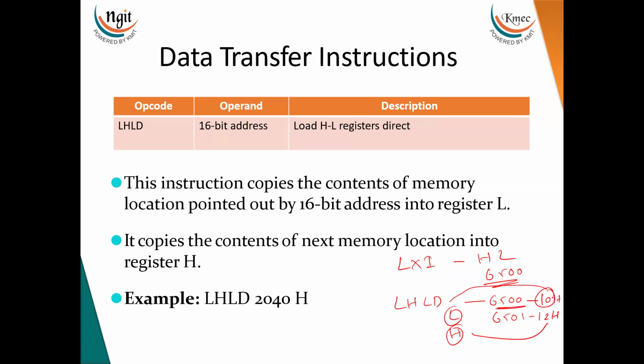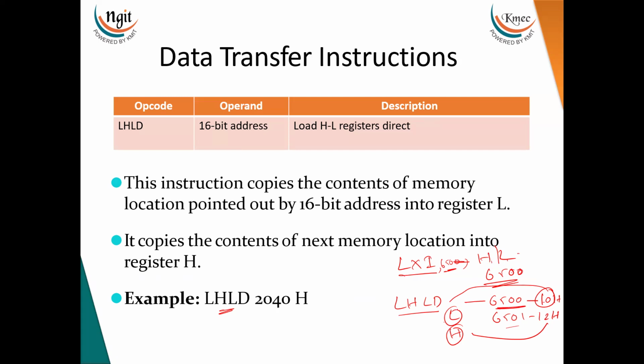Lower order address content will be moved into the lower order register, and higher order address content will be moved into the higher order register. Instead of moving this address, whatever the data is in this address, that data we are moving into the HL register. This is the difference between LXI and LHLD. LXI will point: whatever location you specify after LXI, that location you are moving into the HL. So 00 will be moved into L, and 65 will be moved into H.